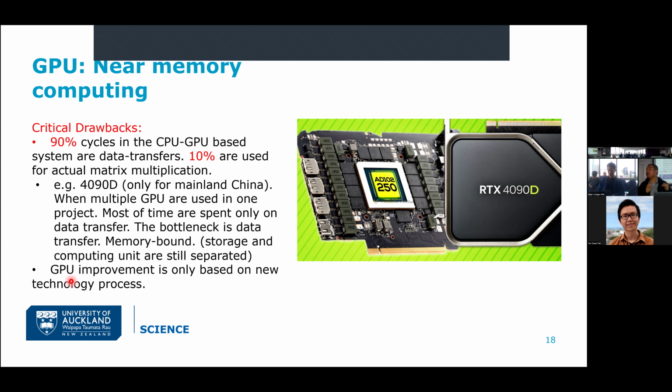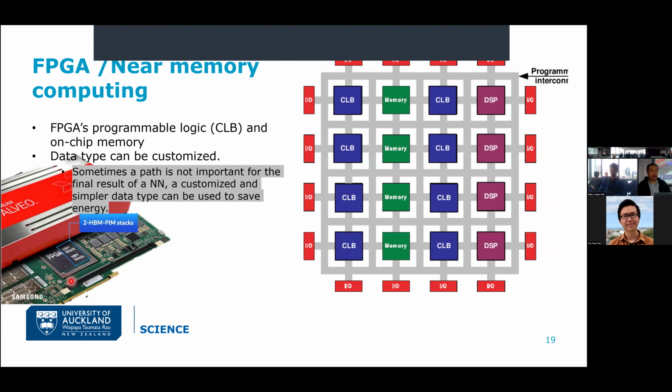If we continue using this architecture, we can only rely on chip manufacturing technology processes, like probably you heard of 7 nanometers, 5 nanometers, 3 nanometers, until we reach the limit, which is 1 nanometer, I guess, theoretically. Another thing I'm going to talk about is FPGA.